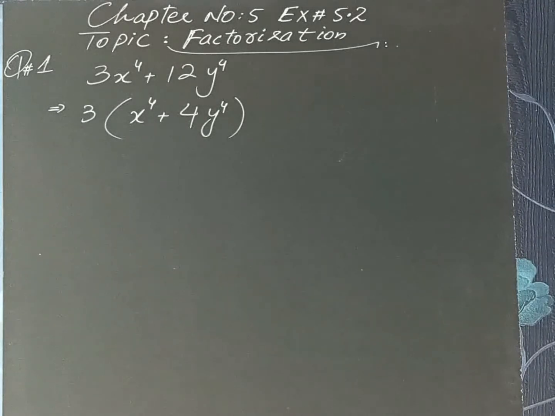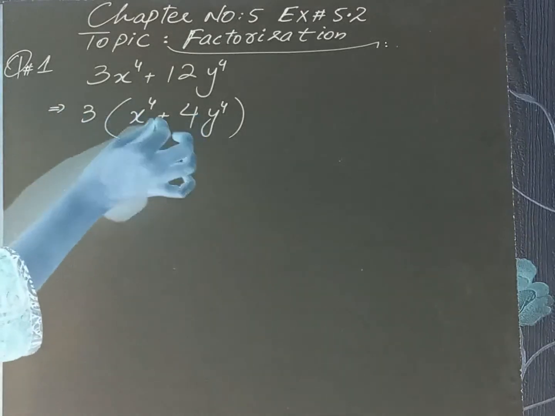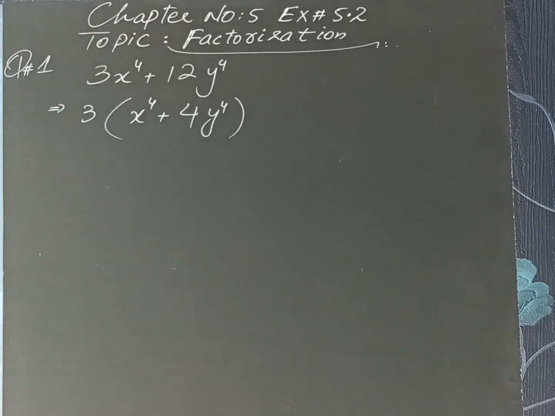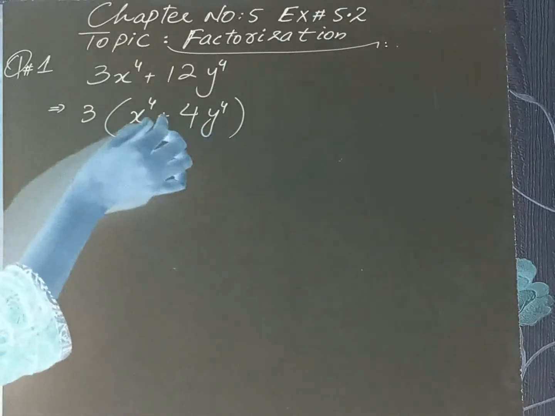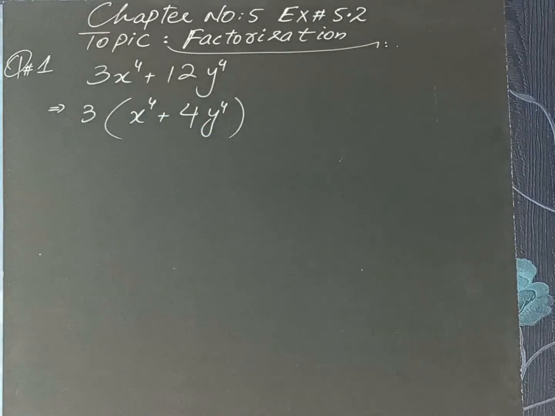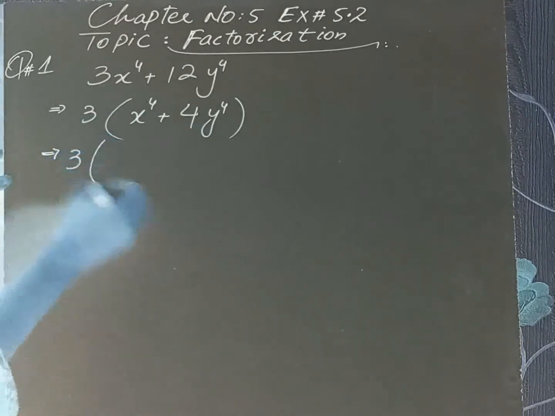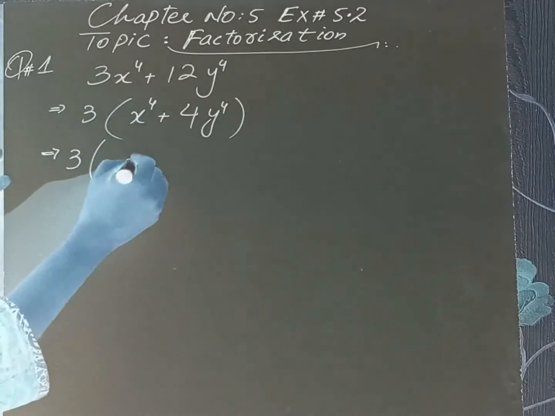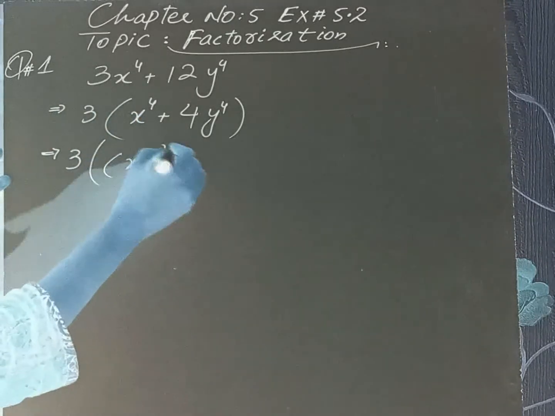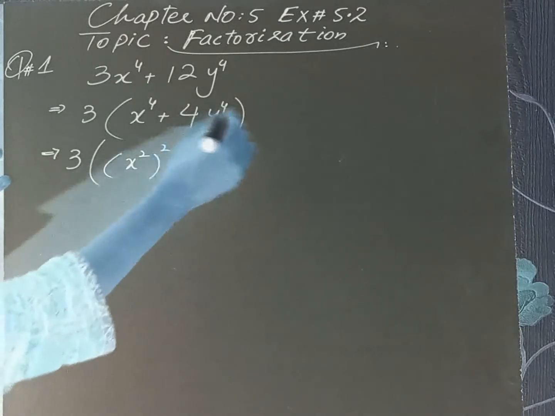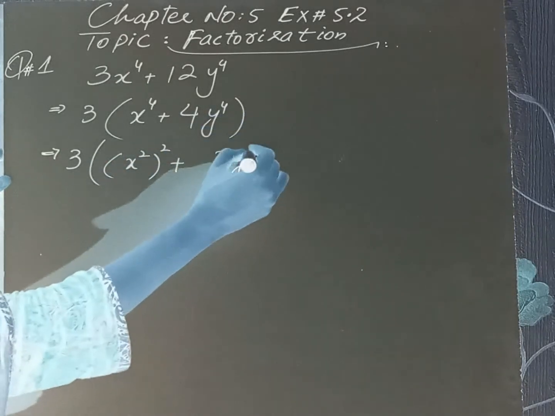This is a factorization of the type in which there are two perfect squares with a plus sign. We have read factorization with two perfect squares with a minus sign, but this has two perfect squares with a plus sign. So here we will have to complete the square. We don't have any formula for this, so we complete the square, because x raised to power 4 is the square of x square and 4y raised to power 4 is the square of 2y squares.